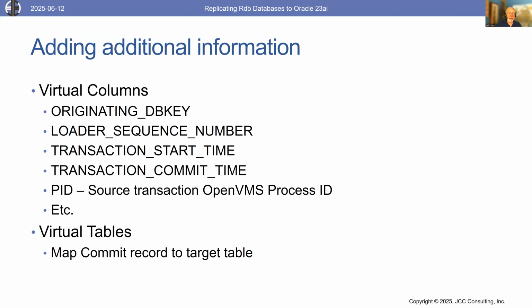We also can create a virtual table, and this could be one of several things. If you want to do some transformations on the replication, you could create a virtual table in the target that is based on several tables in the source database. You could create a virtual table in the target that contains commit records. For every time the source database commits, we get a commit record, and we can map those to a target table. And so you could have information about each transaction committed on the source database at the transaction level.